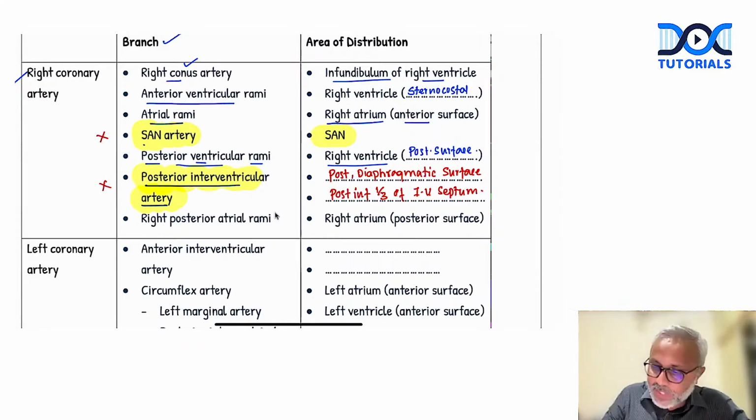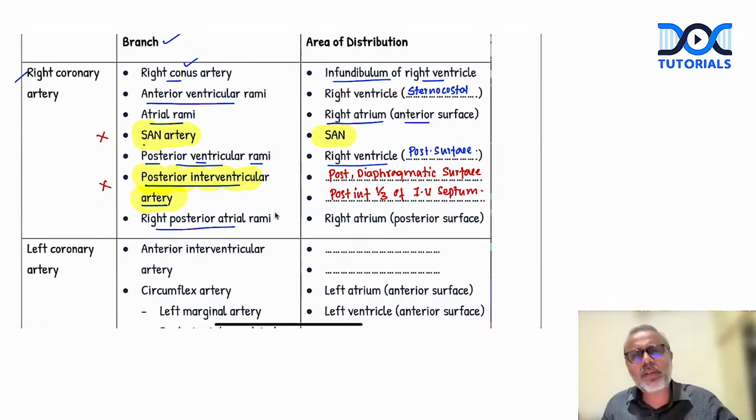Okay. Then the other branches, the right posterior atrial rami, as the name suggests, supply the posterior surface of the right atrium. So if we summarize, the right coronary artery mainly supplies the entire right atrium, the infundibulum of the right ventricle, the sinoatrial node, anterior surface of the right ventricle and partly the left ventricle, but the entire posterior surface of the right ventricle, the diaphragmatic surface of the right ventricle, as well as the diaphragmatic surface of a strip of left ventricle, including the posterior inferior 1/3 of the interventricular septum.